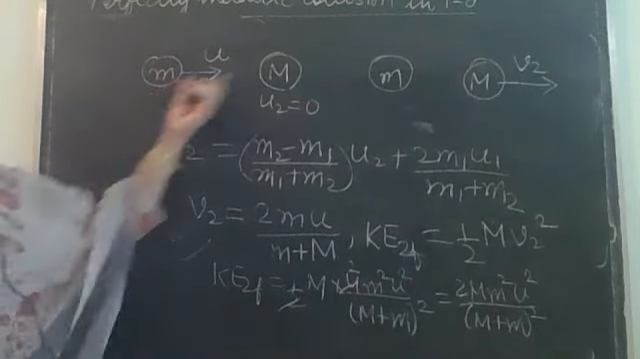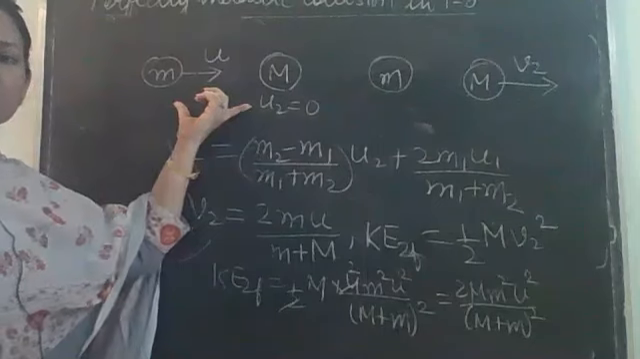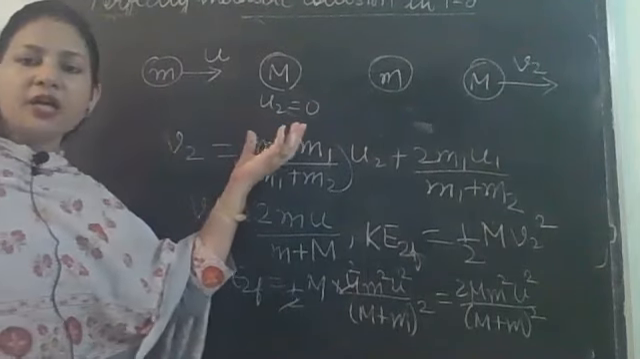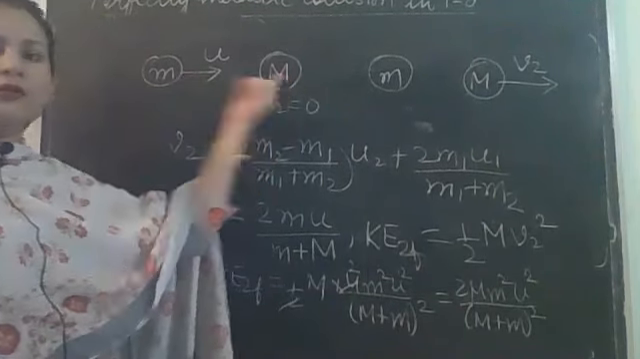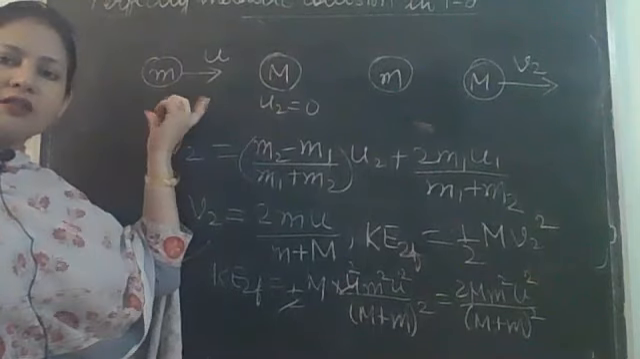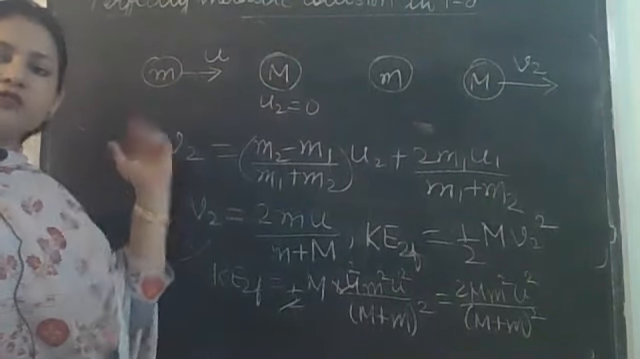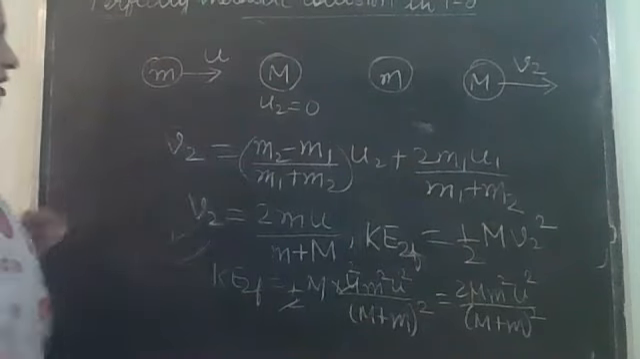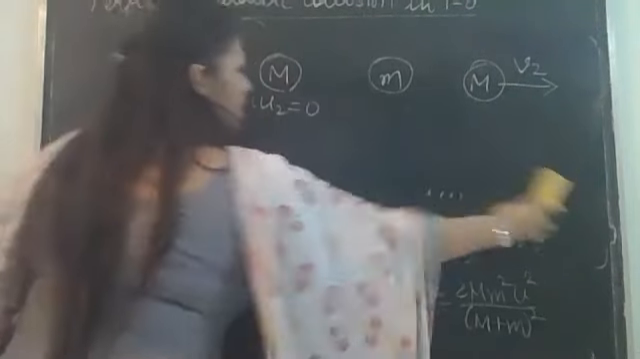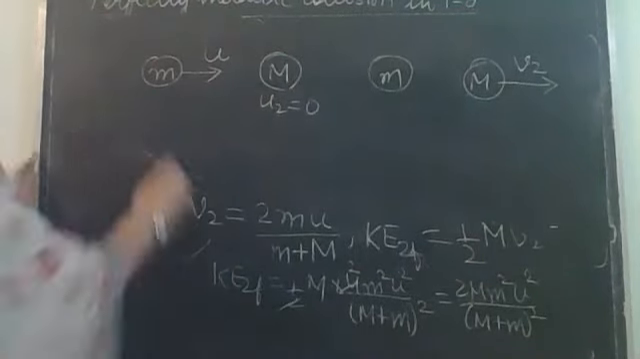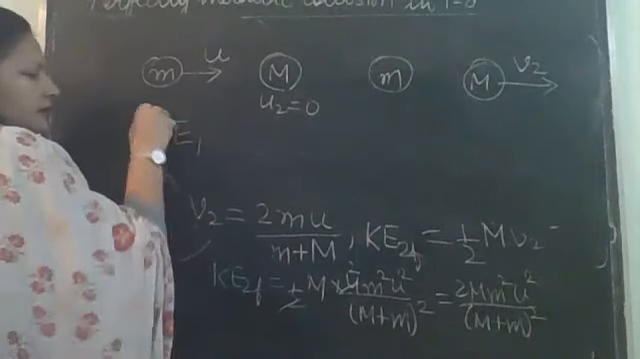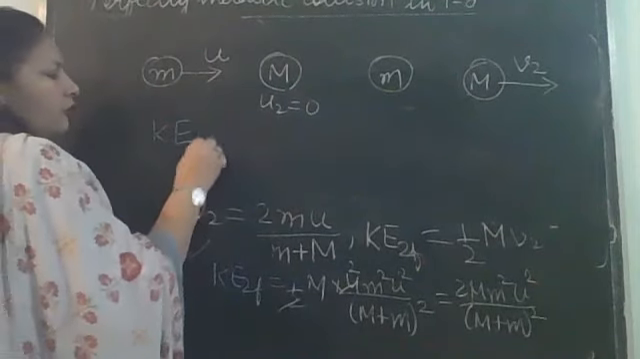Now what was the initial kinetic energy? Whose kinetic energy has been transferred to this particle? Kinetic energy of the first ball. So what is the total initial energy? Whose fraction has been transferred? So let us say that energy is E1, the kinetic energy of the first particle before the collision.